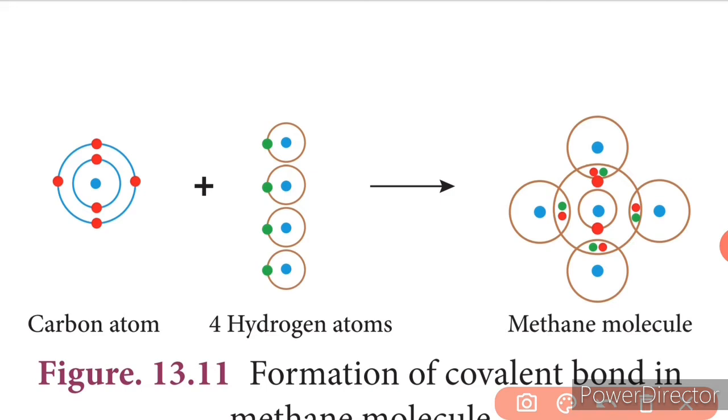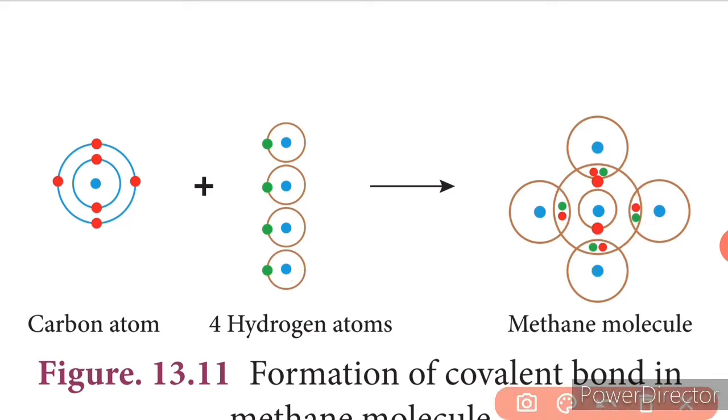Now look into the formation of the covalent bond, children. Here you can see in between that 2 electrons are shared between the carbon and hydrogen. Here you can see that the red dot indicates the electrons from the carbon and the green dot is the electrons from the hydrogen.